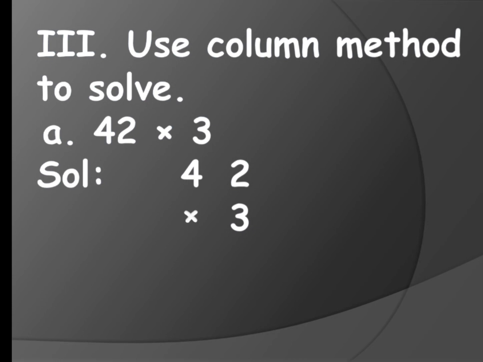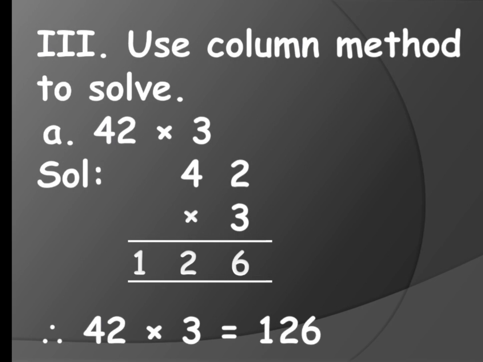So first you have to multiply with ones place. So what you have in ones place? 2, isn't it? So you will write 3 into 2. 3 twos are 6. So you will write it here. Next, 3 into 4. 3 fours are 12. So you'll write 12. So answer is 126. So therefore what you'll write, 42 into 3 is equal to 126. So this is your 2 digit into 1 digit.